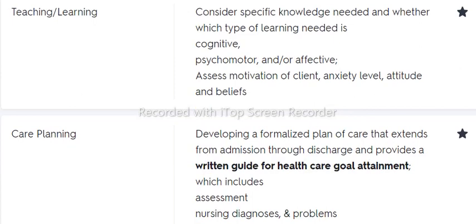Teaching and learning. Consider specific knowledge needed and which type of learning is needed: cognitive, psychomotor, and/or affective. Assess motivation of client, anxiety level, attitude, and beliefs.